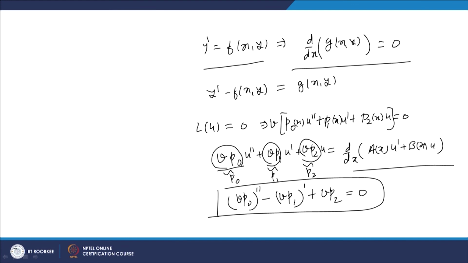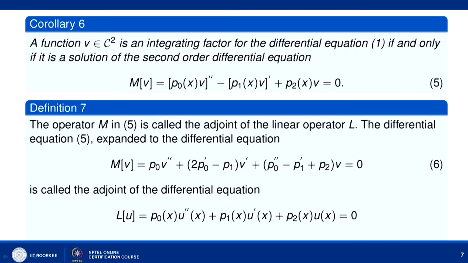So we already know that this is exact provided that the double derivative of p naught tilde minus the derivative of p1 tilde plus p2 tilde equals 0. Now I am just writing the values of p naught tilde, p1 tilde and p2 tilde, and we have this relation. So a function v belonging to C2 is an integrating factor for the differential equation 1 if and only if it is a solution of the second order differential equation p naught x v double dash minus p1 x v dash plus p2 x v equal to 0.